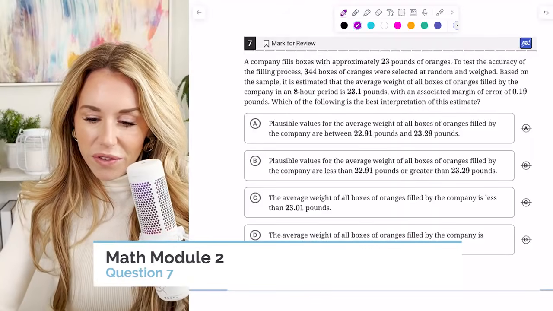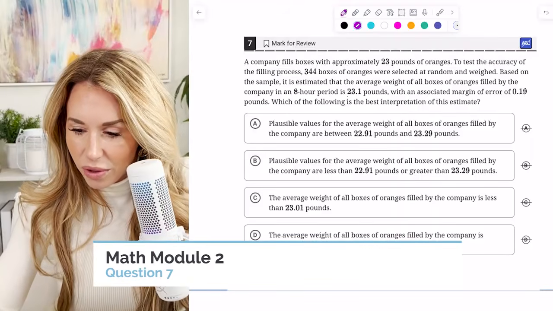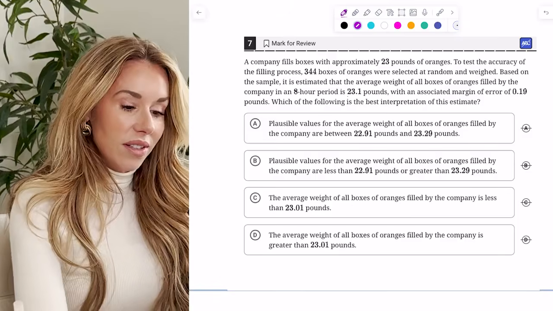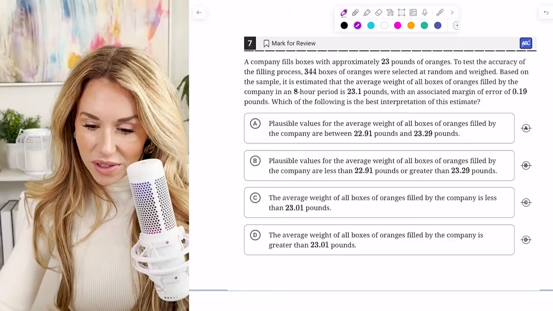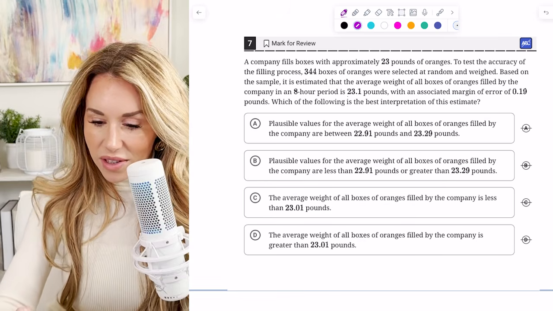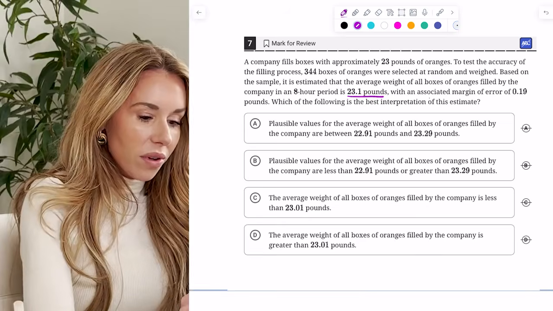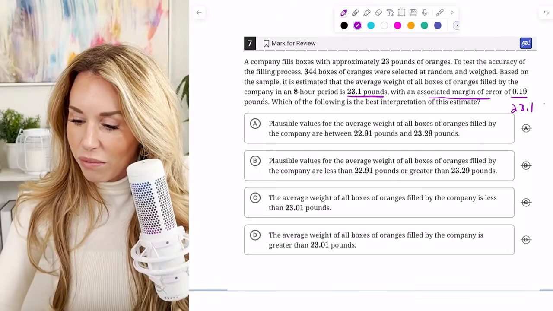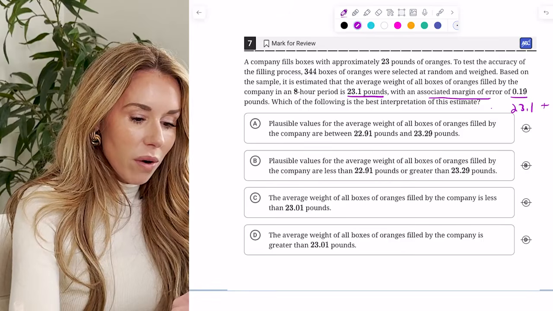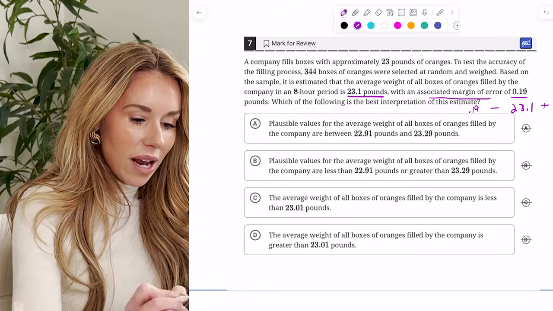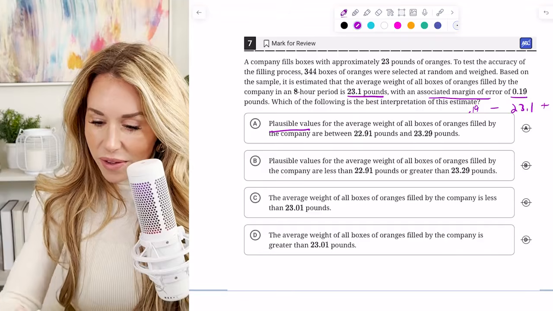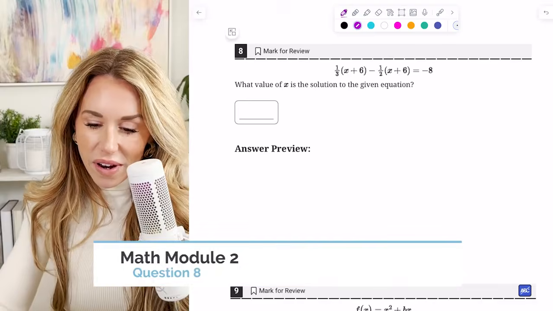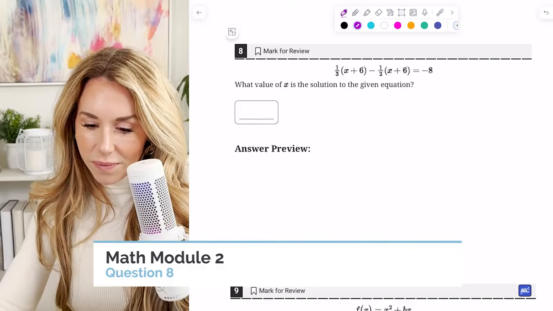All right, we have a company that fills boxes with approximately 23 pounds of oranges. To test accuracy of the filling process, 344 boxes of oranges were selected at random and weighed. Based on the sample, it is estimated the average weight of all boxes is 23.1 pounds with an associated margin of error of 0.19 pounds. Okay, so that means if we have 23.1 pounds, it could be above that by 0.19 or it could be below that by 0.19. So plausible values are going to be between this range. Yeah, that makes sense.